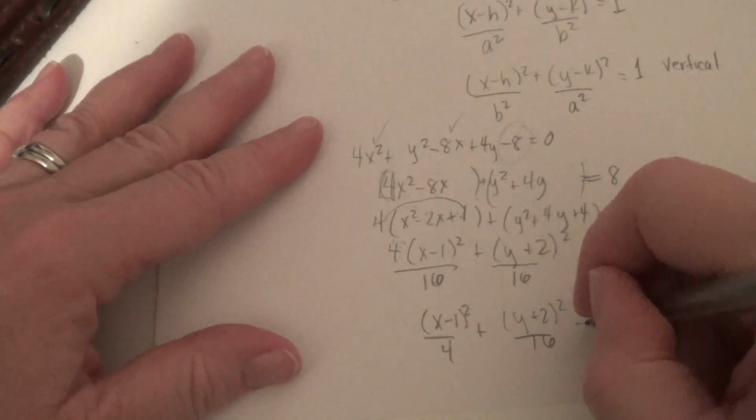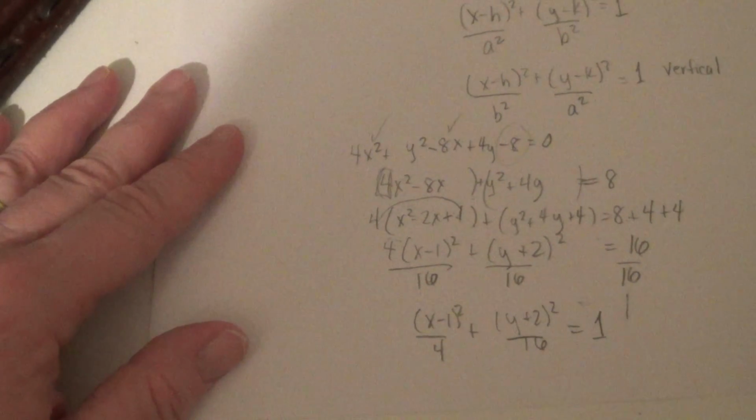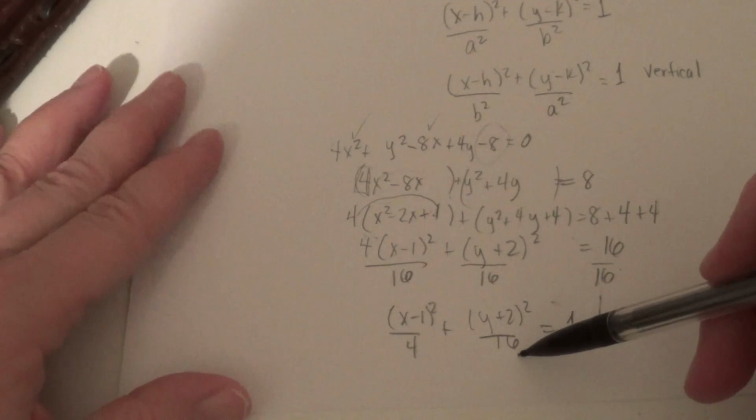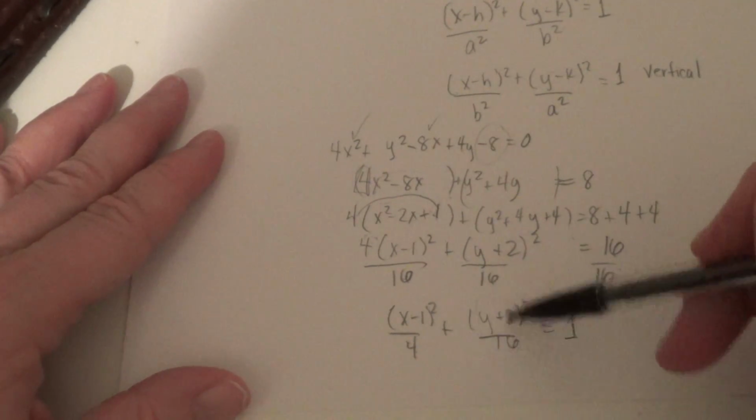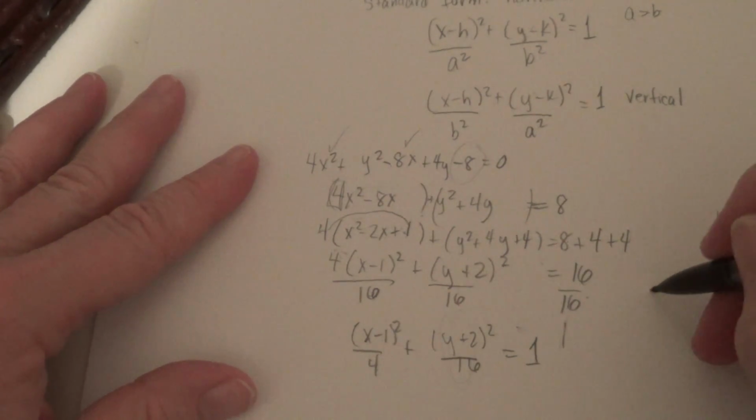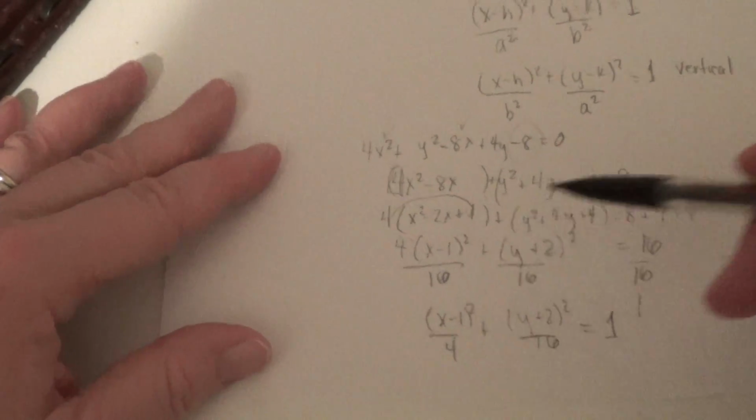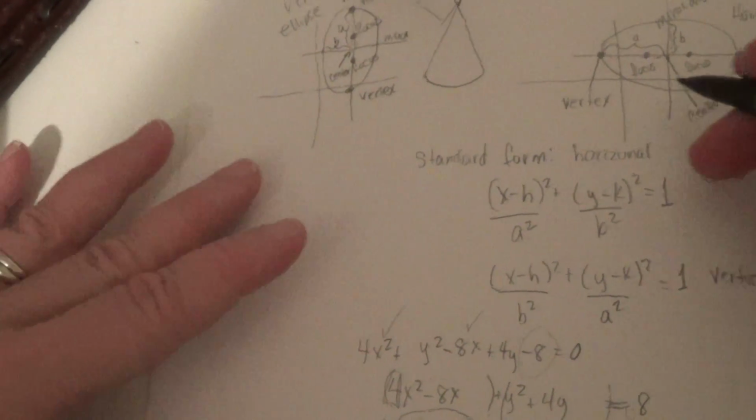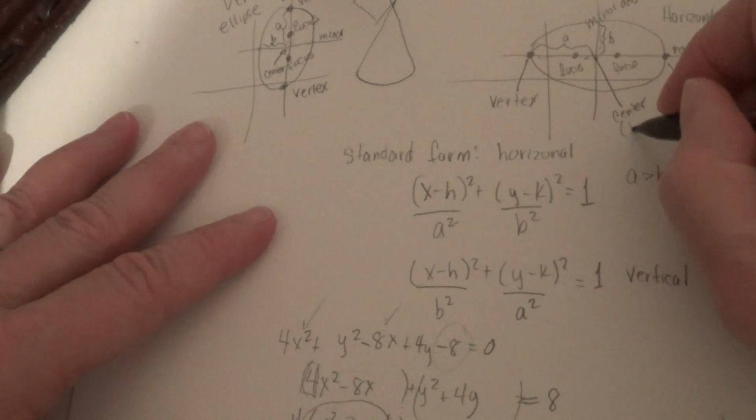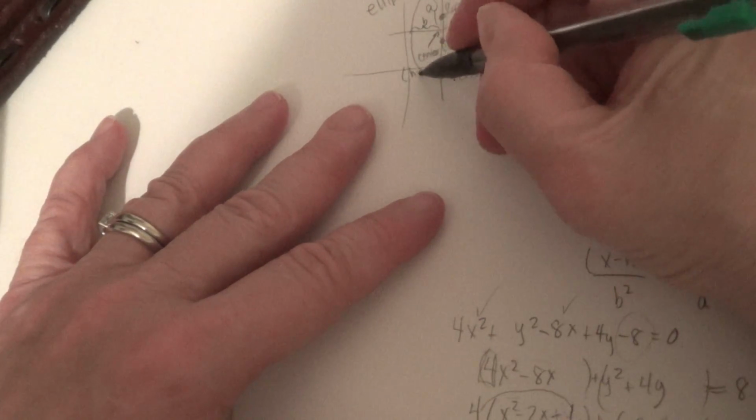So is this a horizontal or a vertical from what we said? Well, the larger term is a squared, so this is my b squared, this is my a squared. When a squared falls under the y term, it is a vertical. So I'm going to draw my coordinate plane. This time, h and k, I don't think I told you this, but the center, right here, when I mentioned the center, that is hk. Over here, the center is hk.